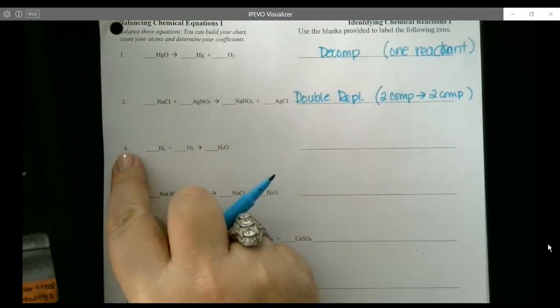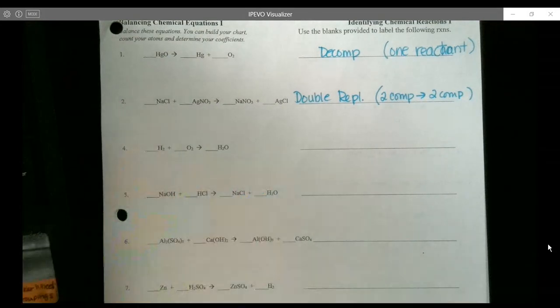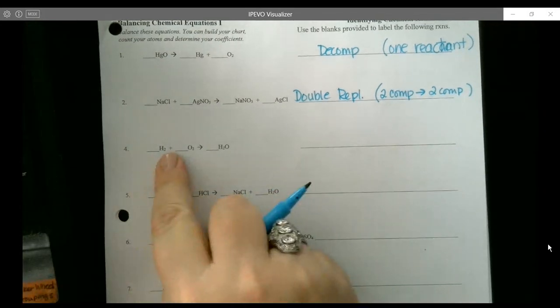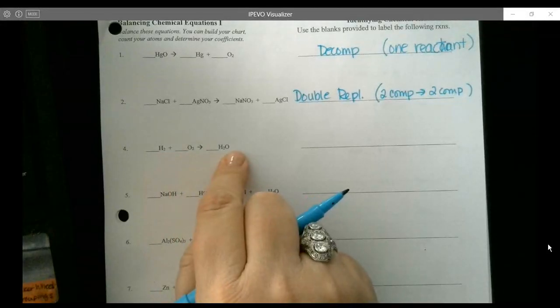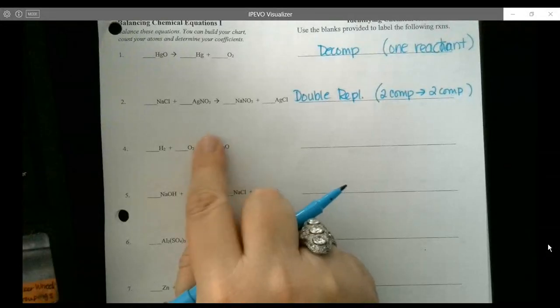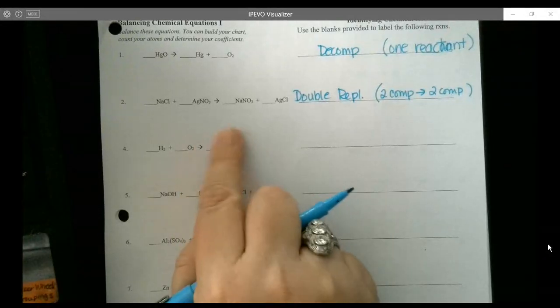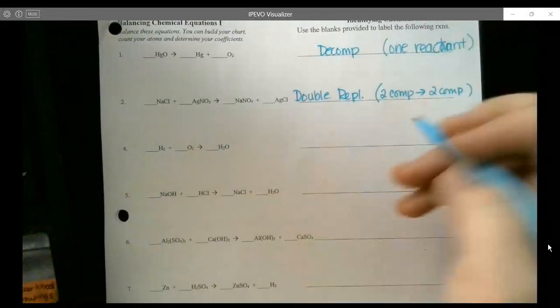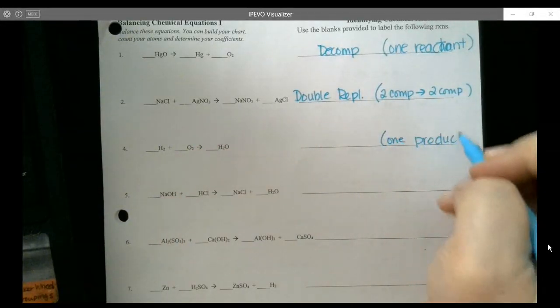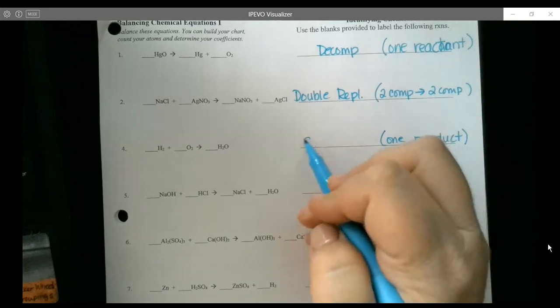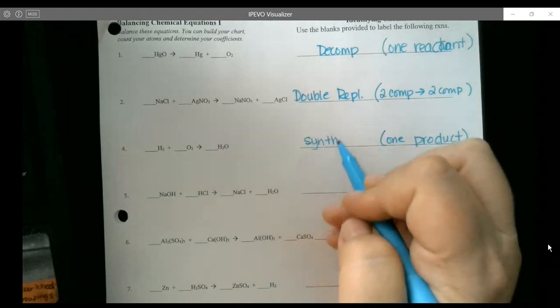Okay, I know there is no number 3. That's going to drive me nuts. I'm going to have to fix that later. But here, H2 plus O2 yields H2O. Hopefully something is going off in your head right now telling you, I only see one product. One product. So ding, ding, ding, I should know that this is a synthesis.